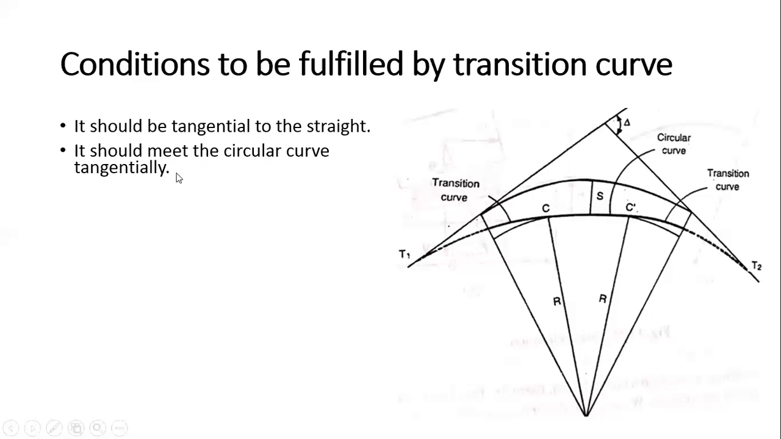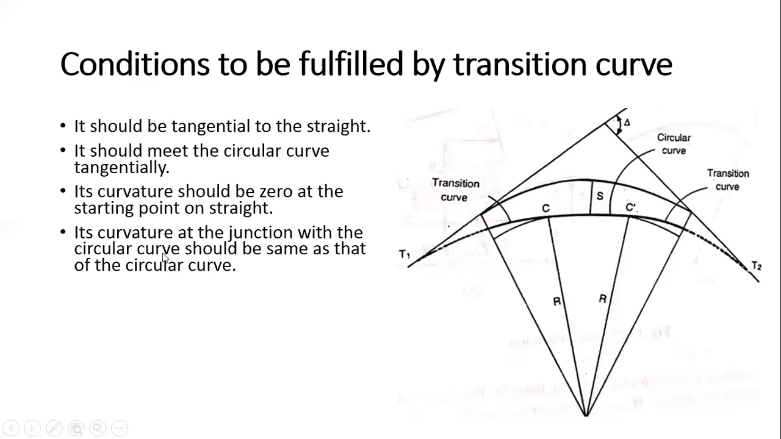It should meet the circular curve tangentially. Now this transition curve should meet the circular curve here, it is tangential here. Then its curvature should be 0 at the starting point on the straight. The curvature of the transition curve at this starting point on the straight road is 0, or you can say that radius is infinite. Okay. Its curvature at the junction with the circular curve, here the curvature should be same as that of this circular curve, that is radius R here.